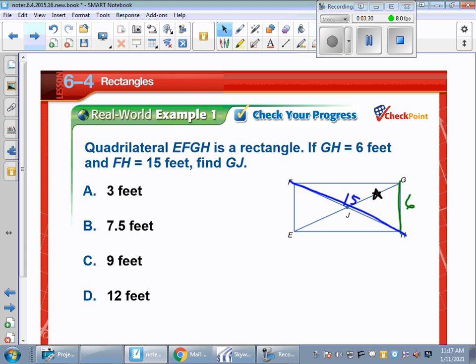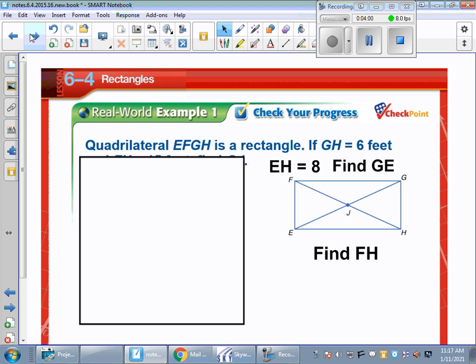So what you want to do in this specific problem is, again, look at our rules, okay? So our rules state the diagonals are equal. So this is 15, this is also 15, and it also states the diagonals bisect each other. What does that mean? That means that it cuts it in half. So it's basically 15 divided by 2, you get the final answer of 7.5.